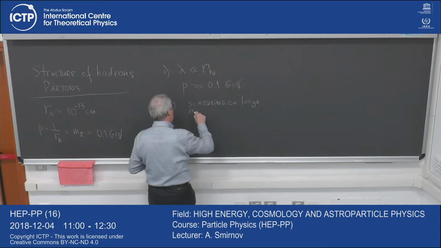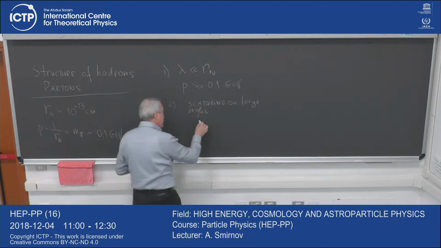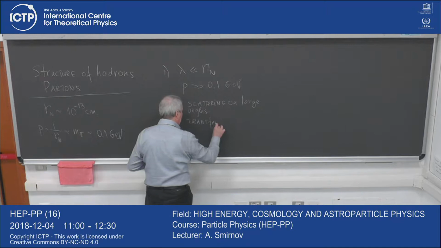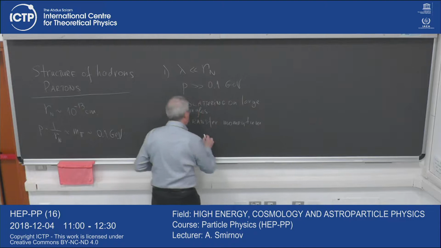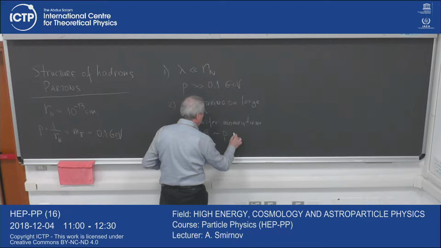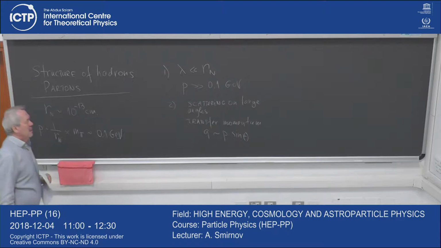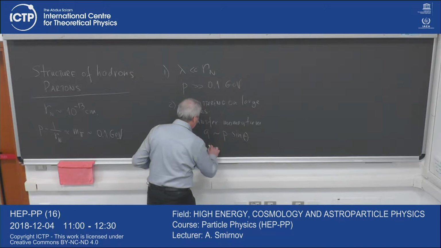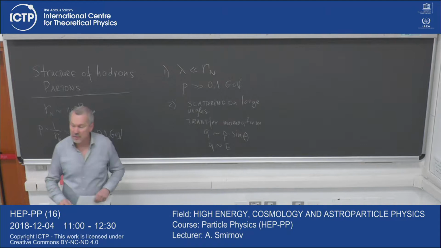And transfer momentum is proportional to scattering angle. It's momentum of particle multiplied by sine theta of scattering. So to probe very small structures, you need to have this Q of the order of energy. That would correspond to scattering on big angles.